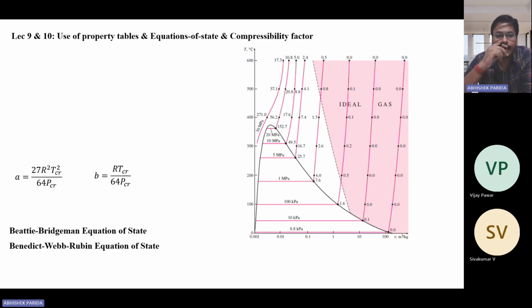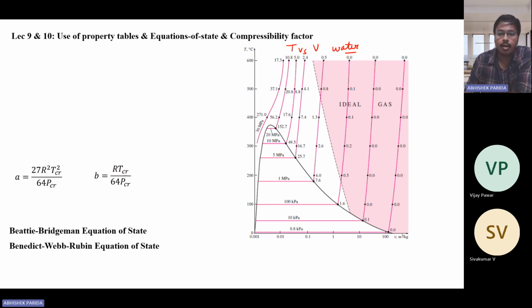After that, lecture number 9 and 10. When we are talking about these vapors, water is one of the most widely used substances in any chemical plant or any power plant. If there is any Rankine cycle running, we use water. So it is very important for us to know its properties, and whether we can use those properties directly or need to use some tables is decided through this graph. This is the T versus V diagram for water.